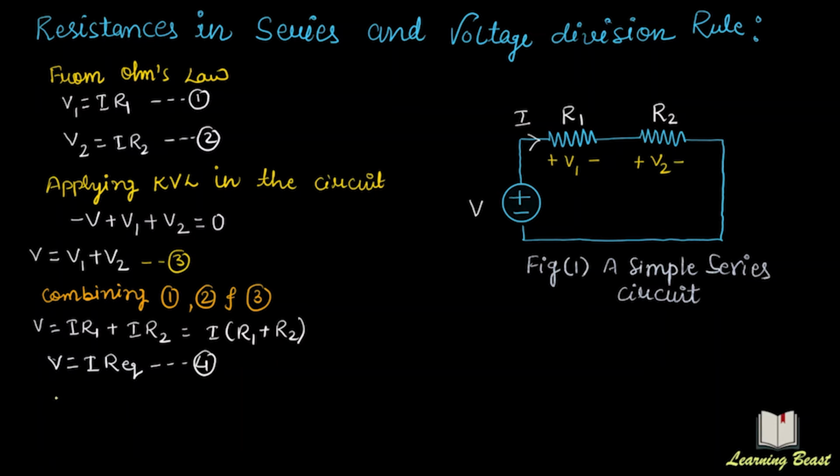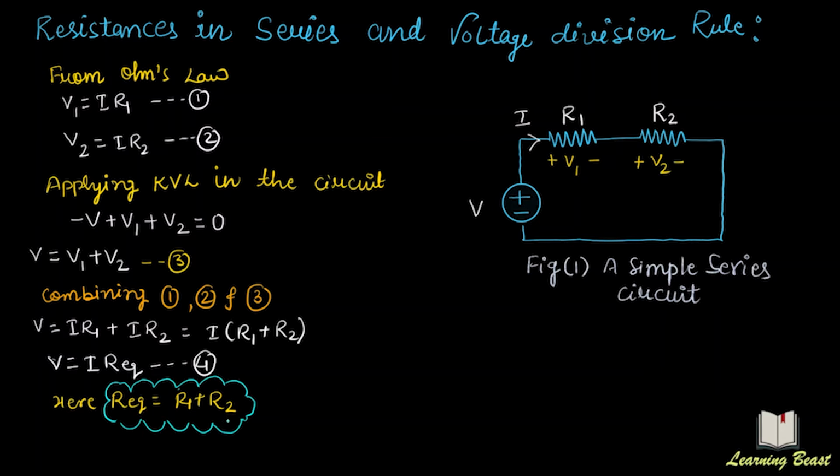Here R equivalent is equal to R1 plus R2, which is the equivalent resistance when the circuit has two resistances R1 and R2 in series. It also says that the equivalent resistance of any circuit is equal to the sum of their independent values.